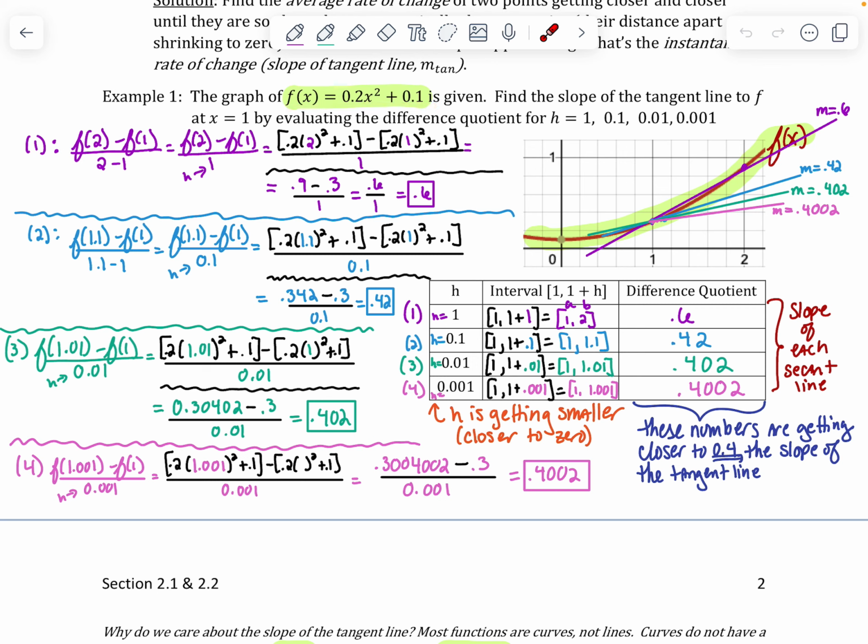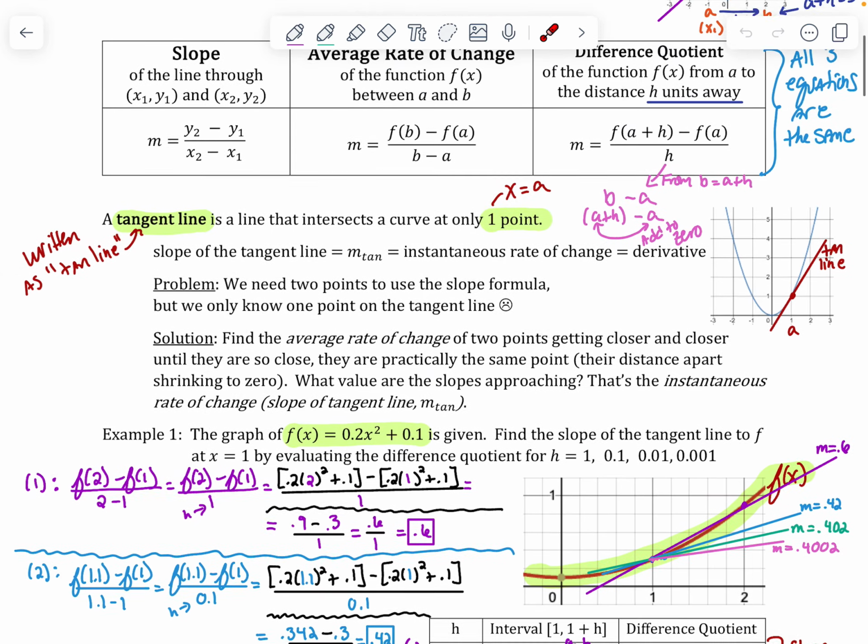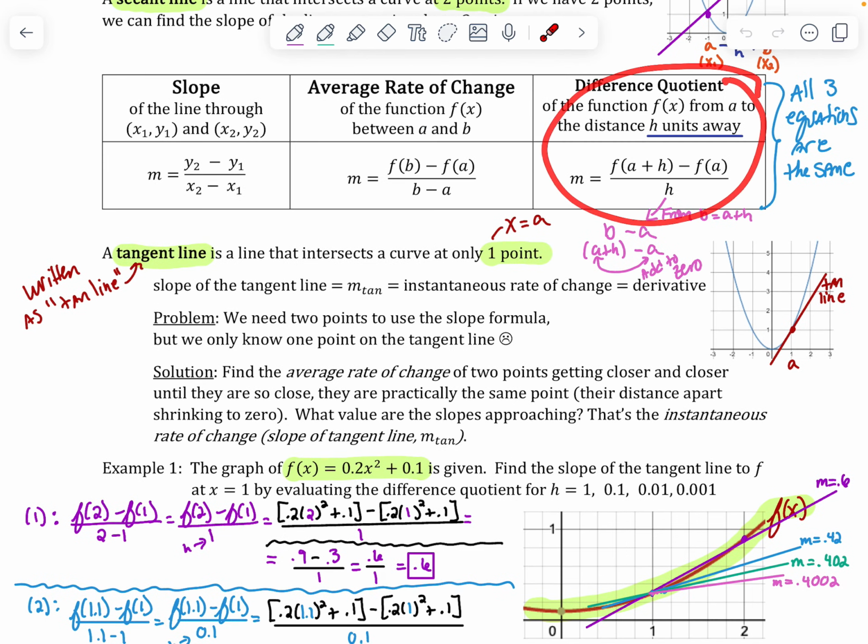And I'm asked to find the slope of the tangent line, but since we haven't learned the derivative process yet, we're going to be starting at x equals 1, and then we're going to go a distance of 1 unit away, then a tenth, a hundredth, a thousandth of a distance away. So because I'm still using a slope, I'm going to come up here to my difference quotient formula, where I'm going to say, what is the distance away? Well, in this first case, we're using h as a distance of 1.